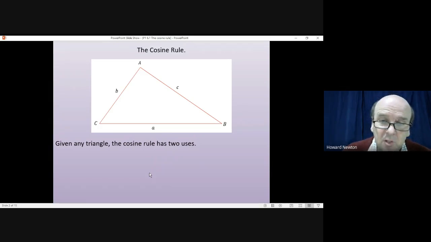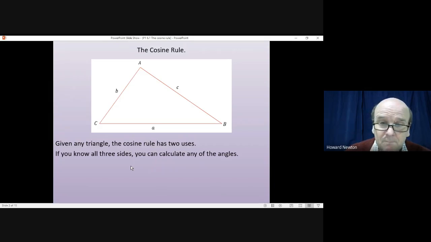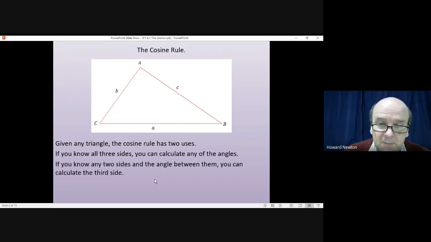And given any triangle, the cosine rule has got two uses. First of all, if you know all three of the sides, you can use the cosine rule to calculate any of the angles. And secondly, if you know any two sides and the angle between those two sides, then you can calculate the third side. And that is the cosine rule.